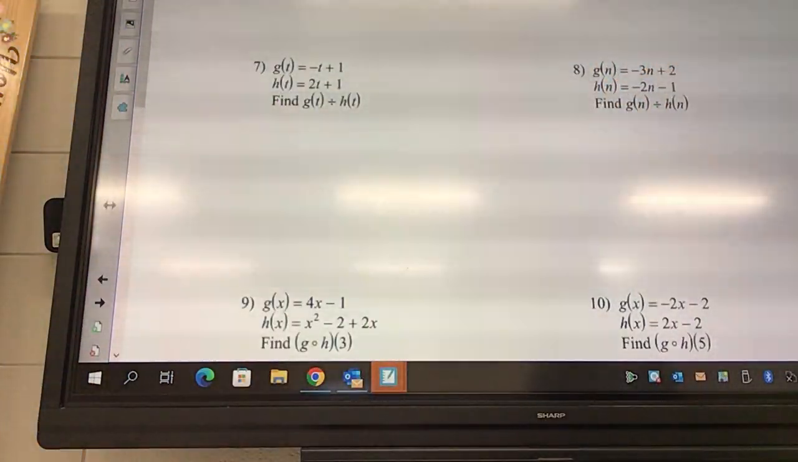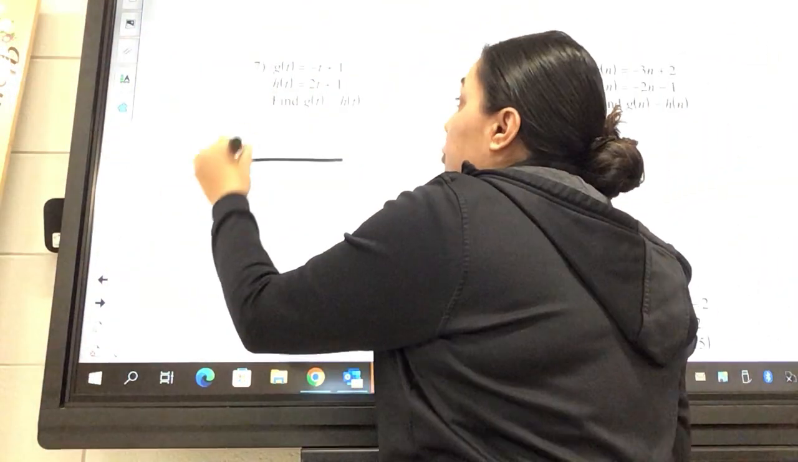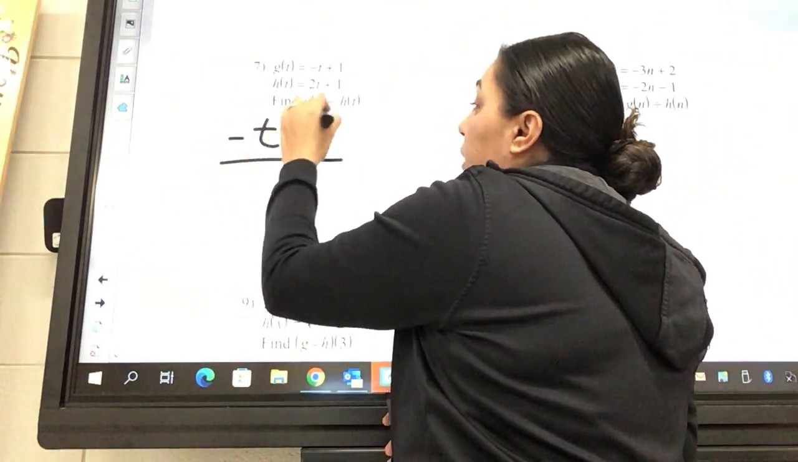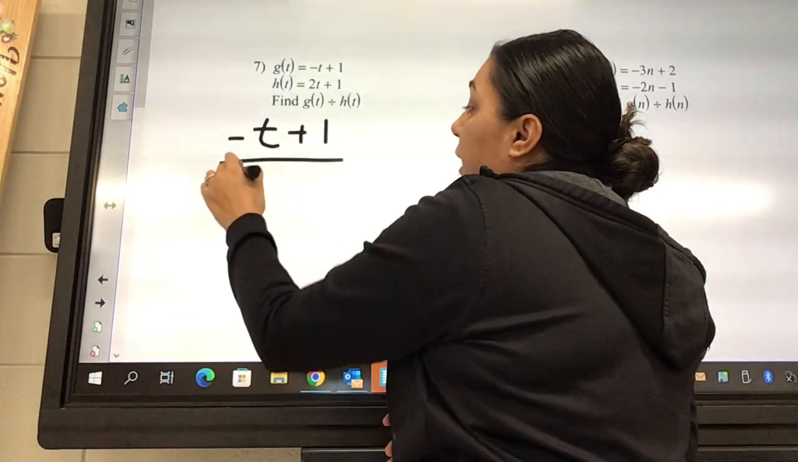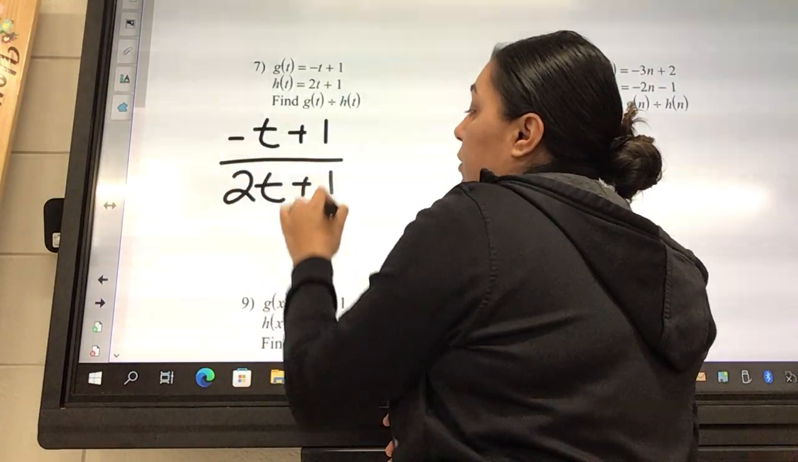Okay, we got G divided by H. So our G goes on top, negative T plus 1. And on the bottom, I have my H, which is 2T plus 1.